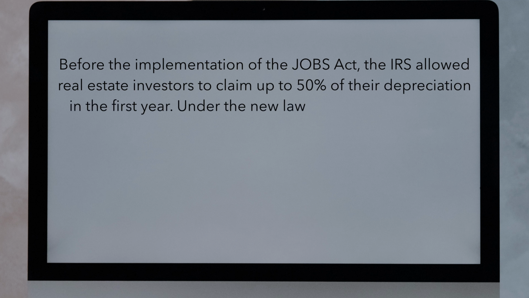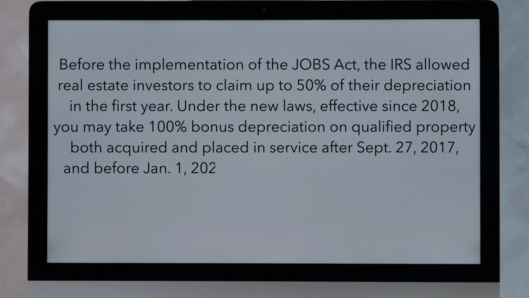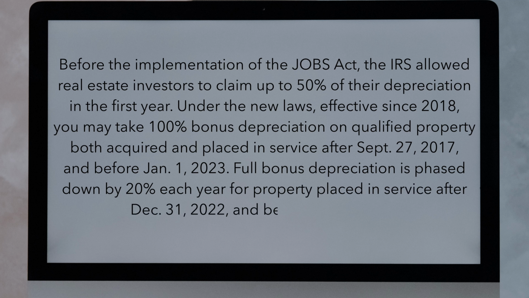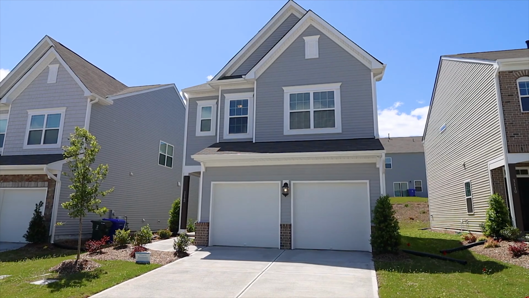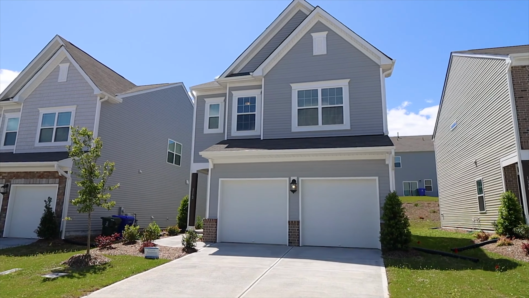Under the new laws, effective since 2018, you may take 100% bonus depreciation on qualified property, both acquired and placed in service after September 27, 2017, and before January 1, 2023. Full bonus depreciation is phased down by 20% each year for property placed in service after December 31, 2022, and before January 1, 2027. Under the law, qualified property is defined as tangible property with a recovery period of 20 years or less.